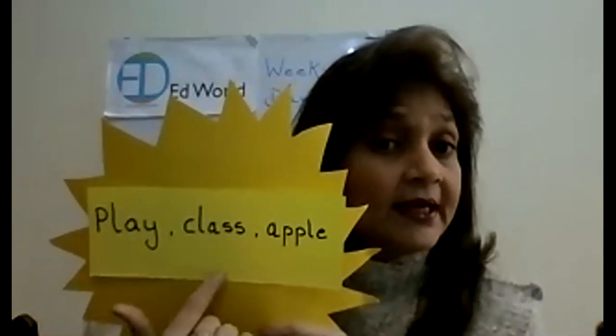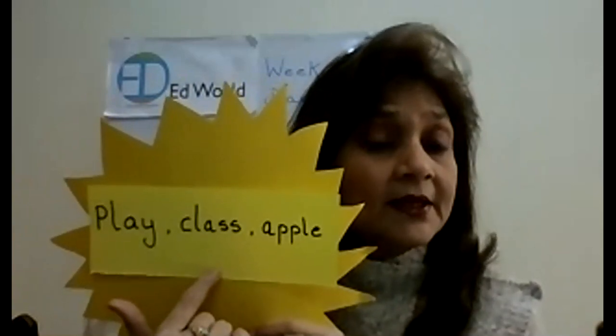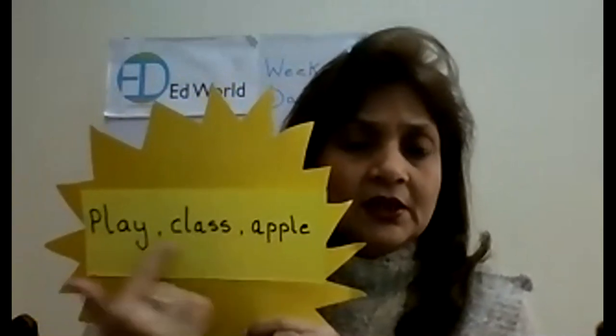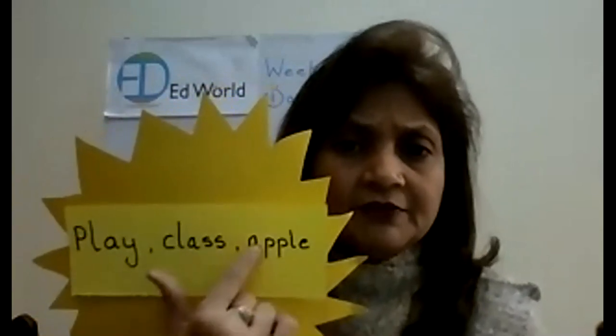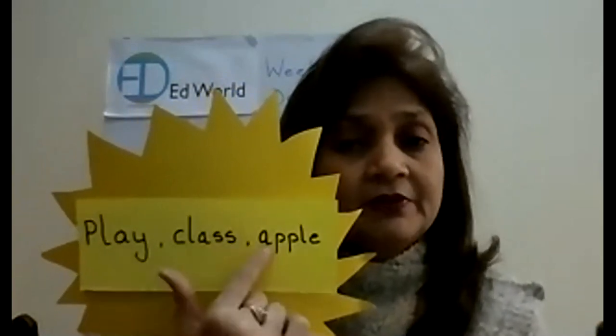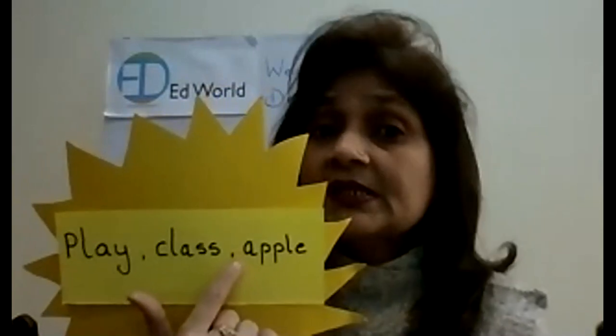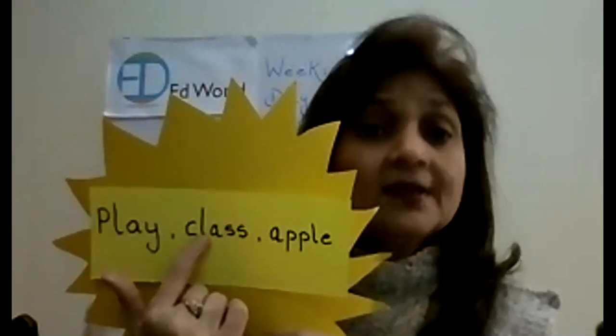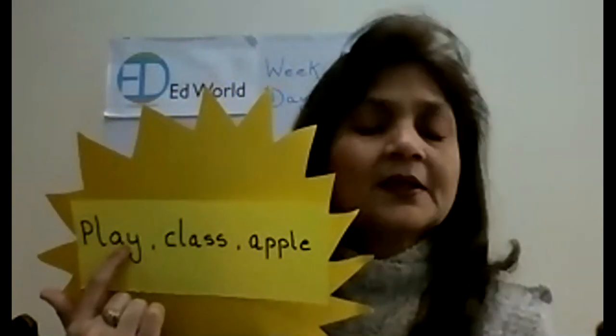And what about the second word? Class is going to come second because there is no word that starts with B. After A, what comes? B. There is no word that starts with B. Then we see, is there any word that starts with C? Yes, and that is class. So the second word is class, and the third word is play. Correct. So apple, class, and play.